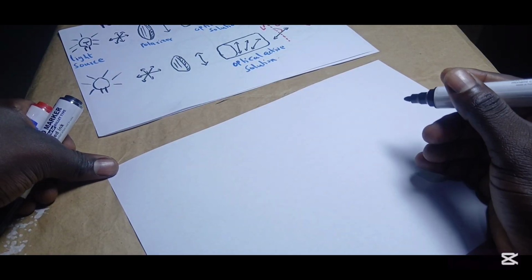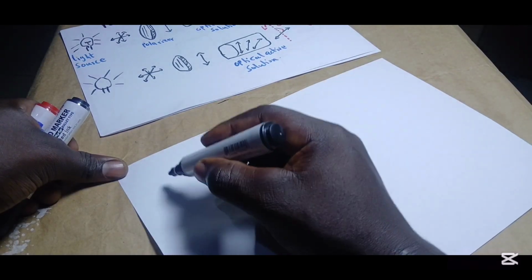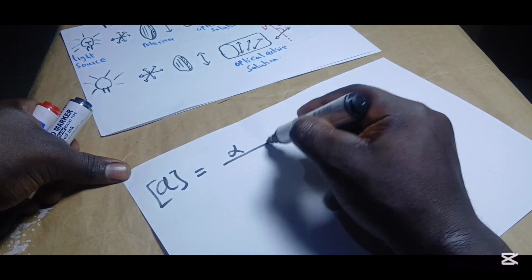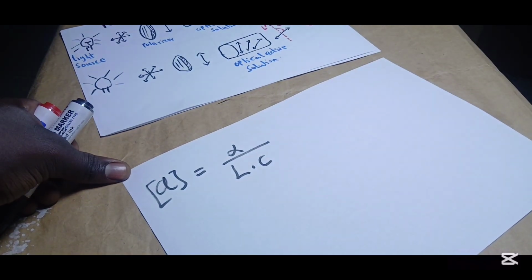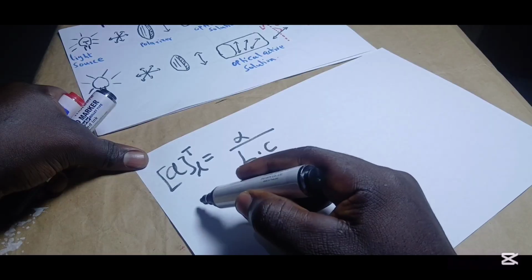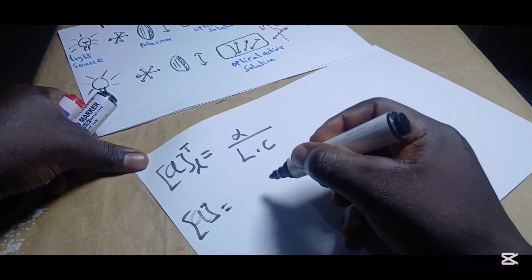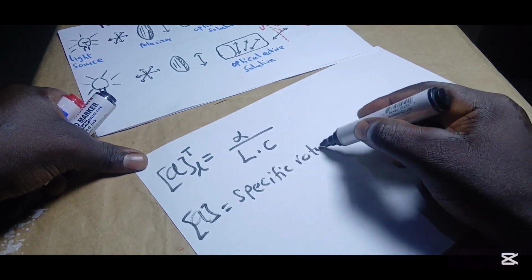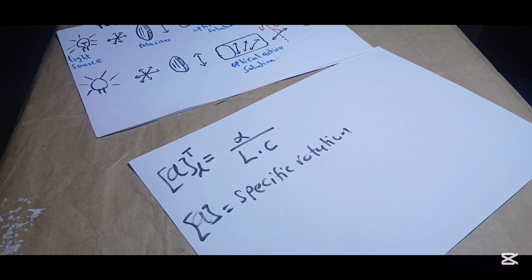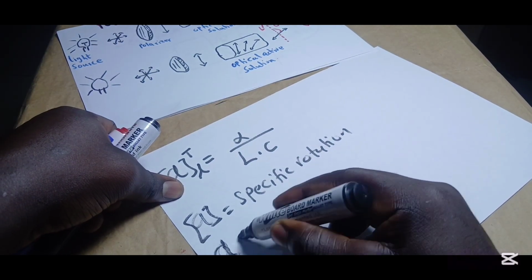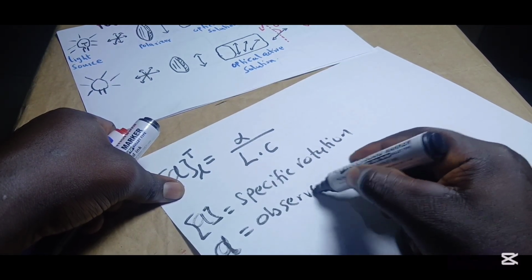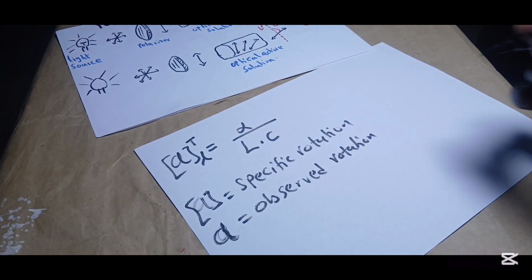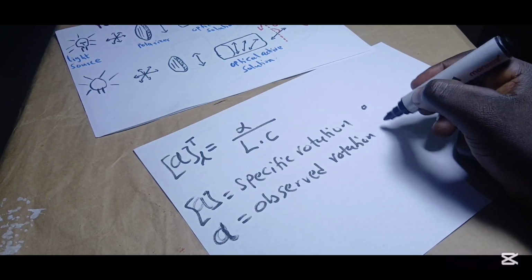The formula used for calculating optical purity is the specific rotation, where alpha here, that we talked about, is the observed rotation. All the angles are measured in degrees.